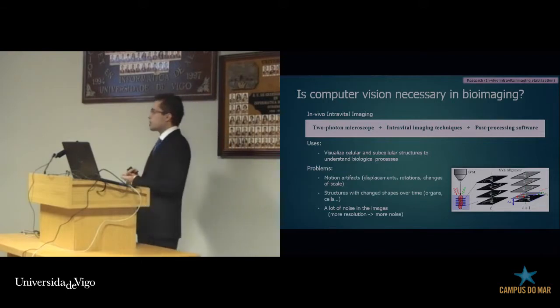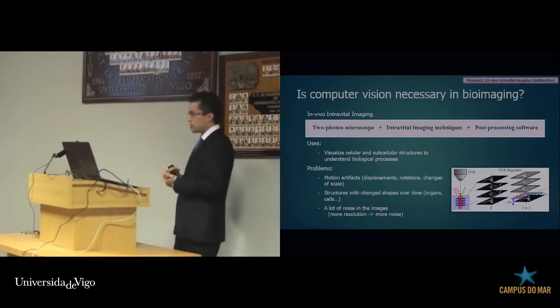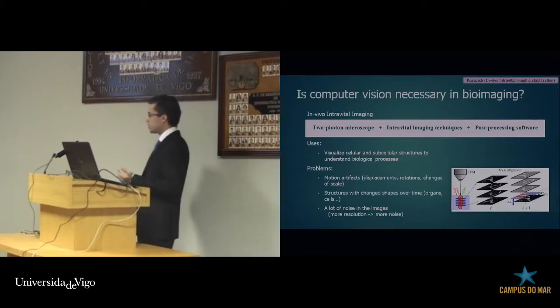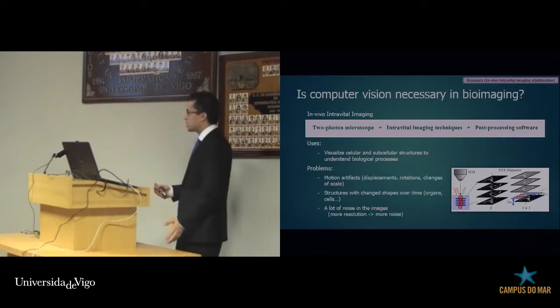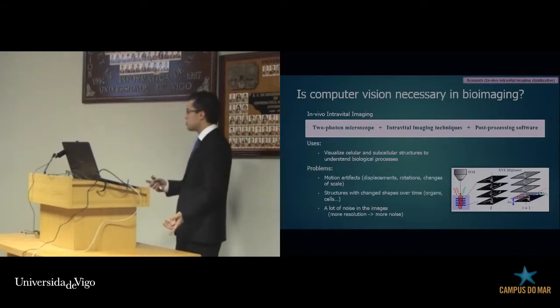But sometimes you have a lot of problems. With these techniques you can visualize cellular and subcellular structures, but of course the mouse is alive and you have a lot of different motion artifacts, like displacements, rotations, and changes of scale. The reason is the respiration of the animal and cardiac activity. So if you want a very good resolution, of course you are going to obtain more noise and more motion. This is the reason why post-processing software can improve your data.